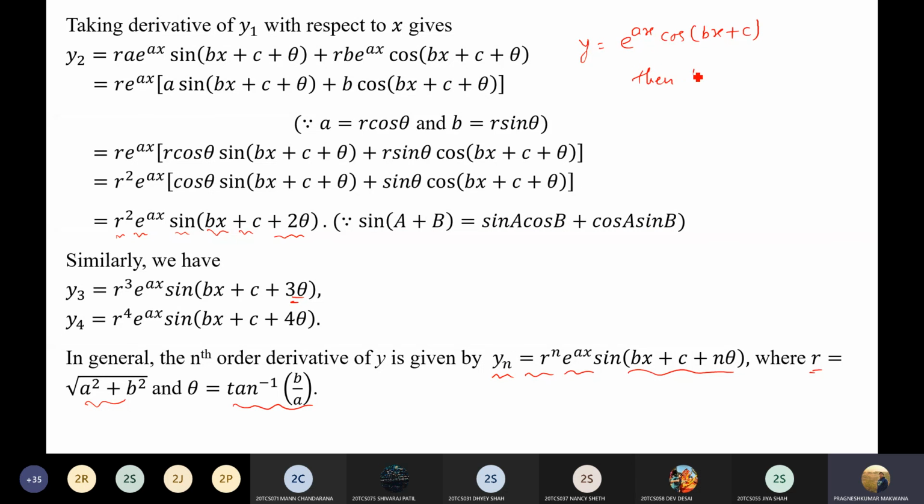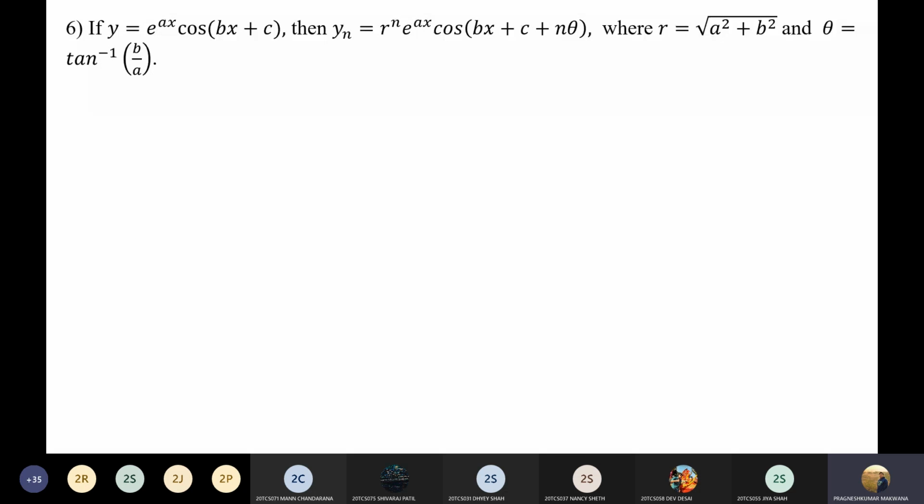Then what is yn? By the same way you can apply it. The answer is r raised to n e raised to ax cos of bx plus c plus n theta, where r is equal to under root a square plus b square and theta is equal to tan inverse b by a. So by the same way you can try to solve this second result. If y is equal to e raised to ax cos of bx plus c, then yn is equal to this one.